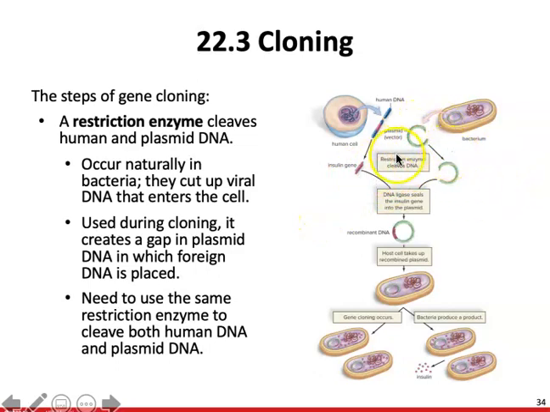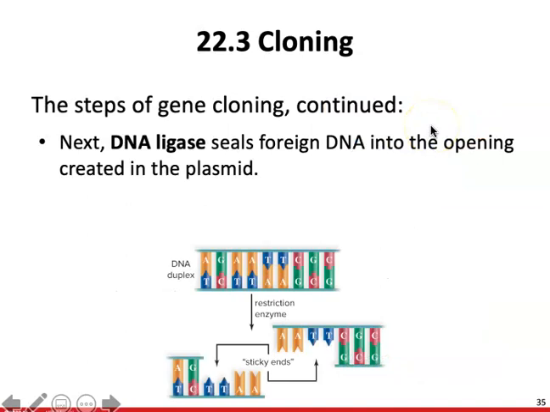So we're going to cut open the plasmid, and then we're going to use DNA ligase. Remember, ligase is used to seal up those Okazaki fragments that are produced in DNA synthesis. We're going to use DNA ligase to seal our gene of interest into the vector plasmid. We're going to use the same restriction enzyme to cleave both the human and the plasmid DNA.